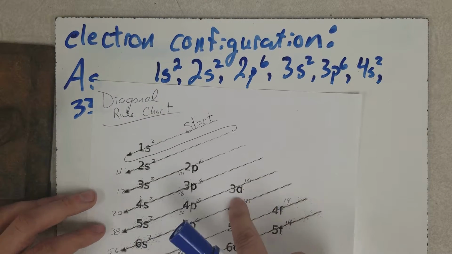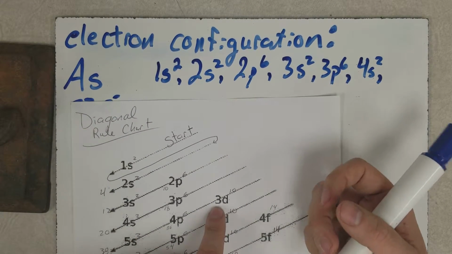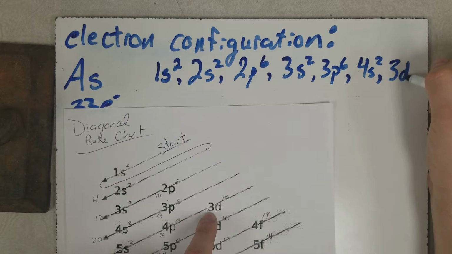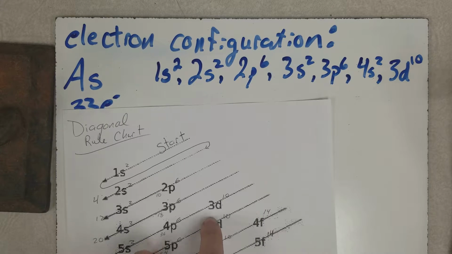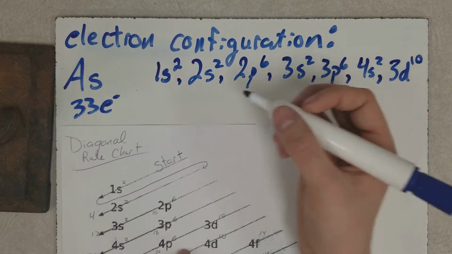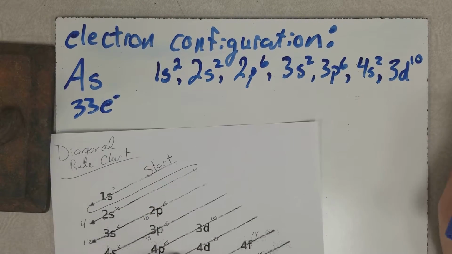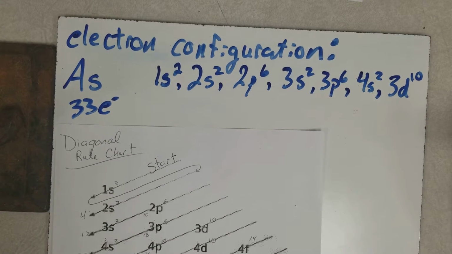Then we jump to the next line, and this is where it starts to get a little confusing. Instead of going to the 4p, we actually go to the 3d, and that's going to be 10. So far we've used 30 electrons. So now, you would continue writing it, but I've just run out of room. Actually, I can just write it on the table.